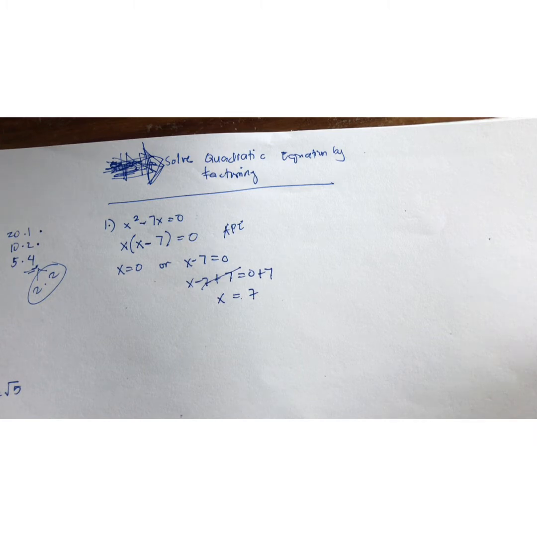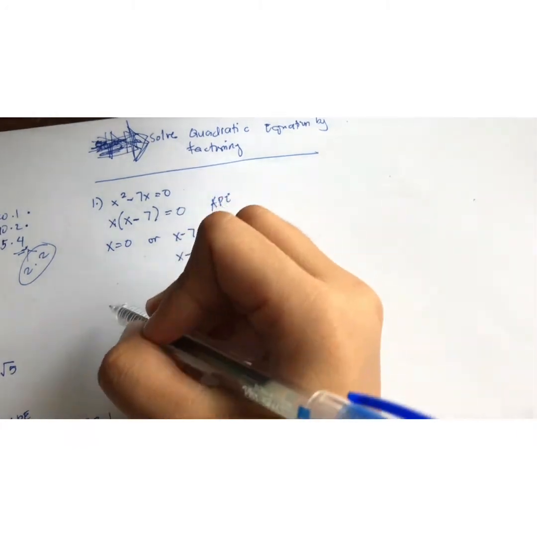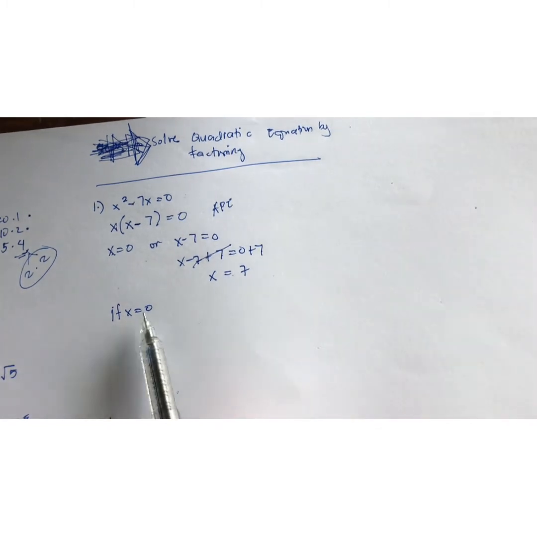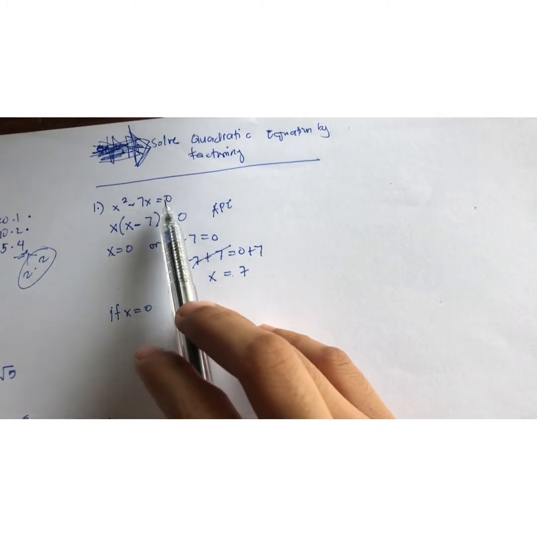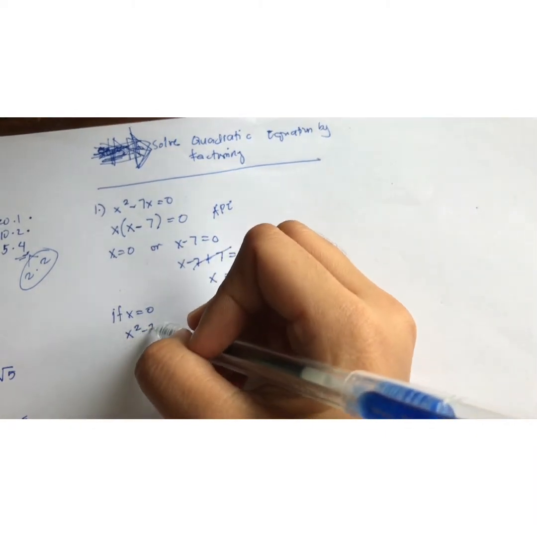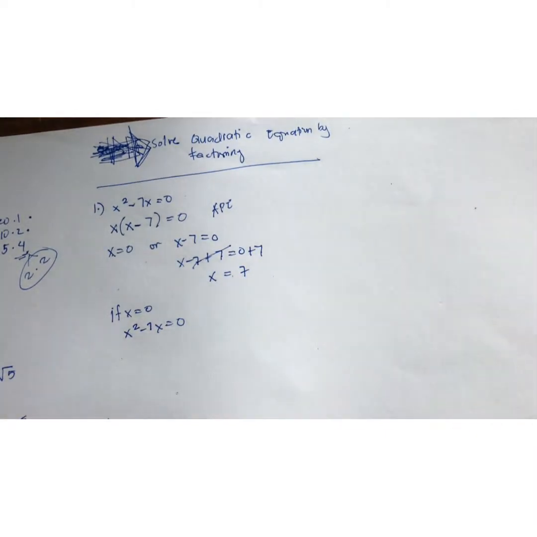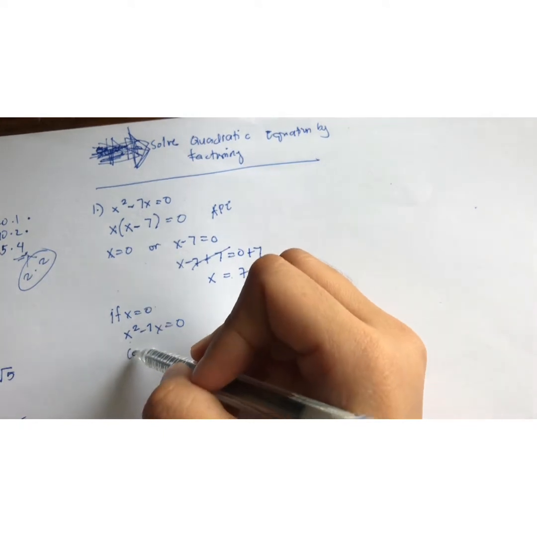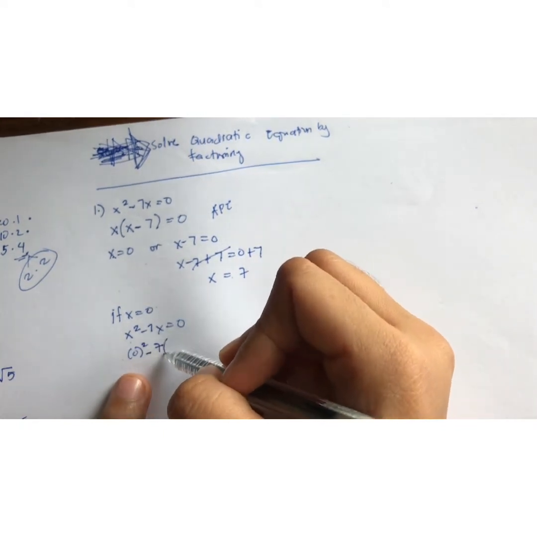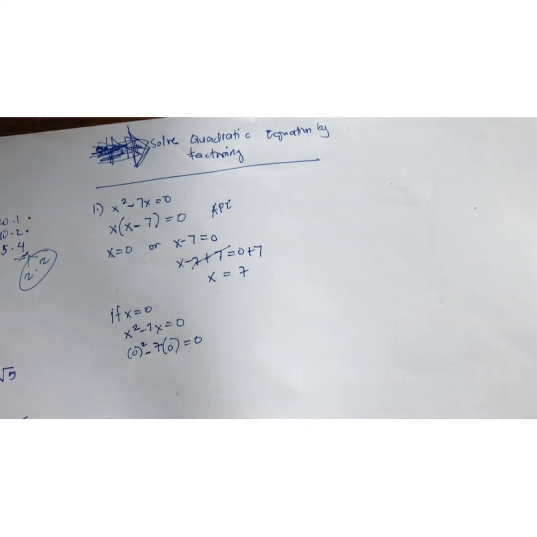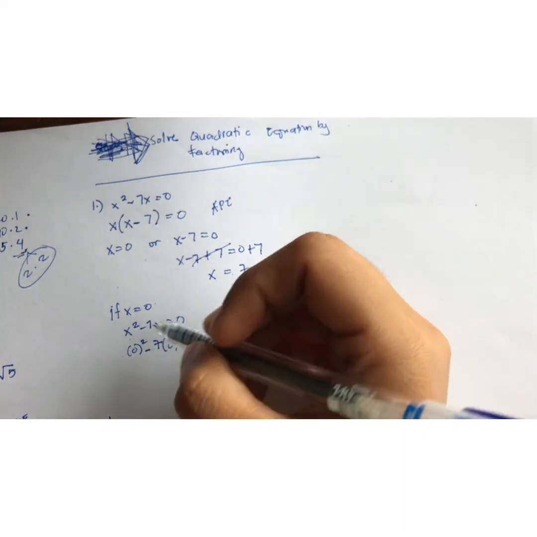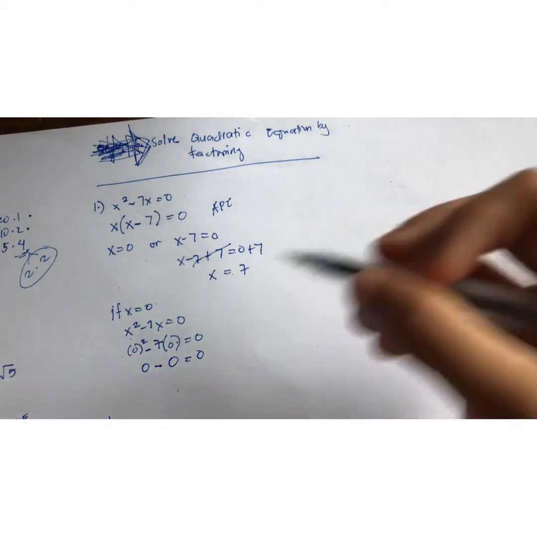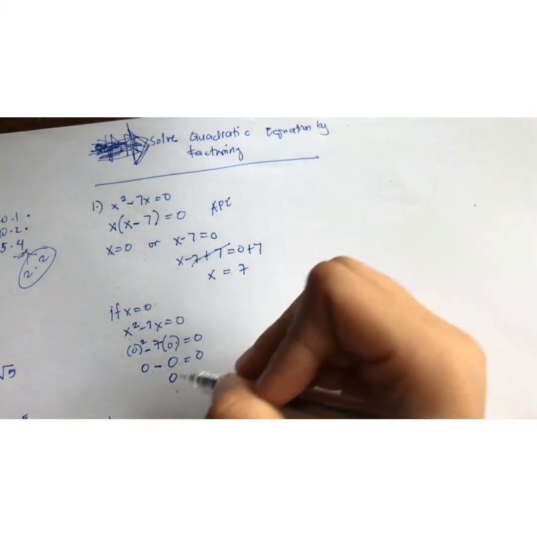So, how do we check kung sakto ang ato answer? Now, if x is equal to 0, we have to substitute the value of x to the original equation, which is x squared minus 7x equals 0, right? So, i-substitute na nato si 0 sa tanan x. So, that becomes 0 squared minus 7 times 0 equals 0. Next, 0 times 0, that is 0, minus 7 times 0, that is 0, equals 0. So, 0 minus 0, that is 0, equals 0.